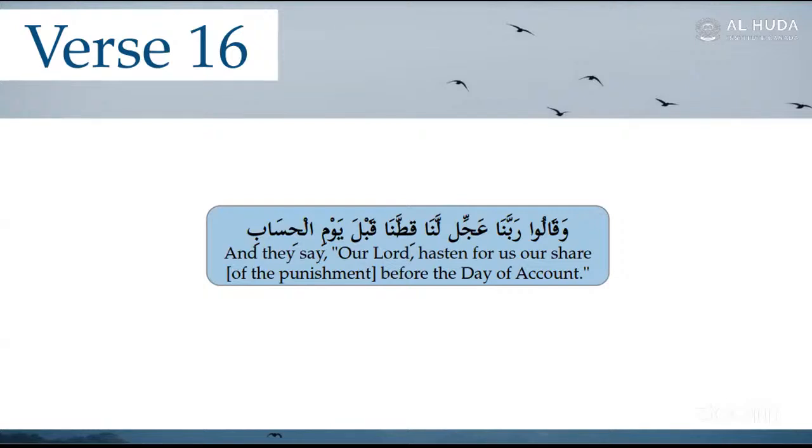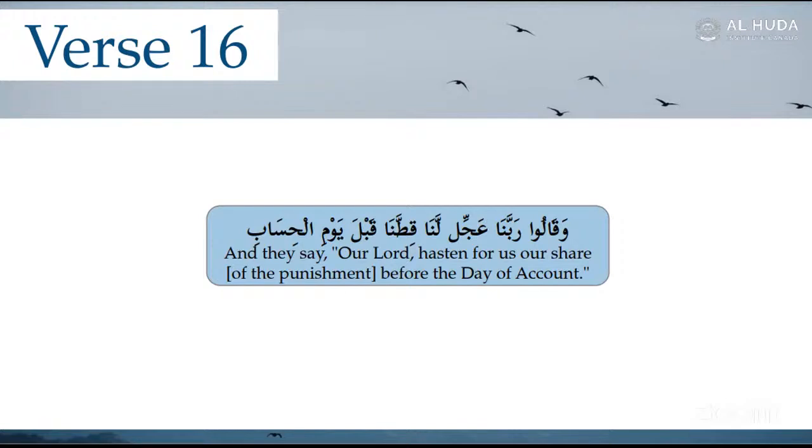Rasulullah sallallahu alaihi wasallam is told, "Isbir ala ma yaqulun." Be patient over what they say, their mockery, their taunts, their demands, their objections, their mockery of the punishment. Remain patient. And as an example, Allah tells him to think about the story of Dawood.